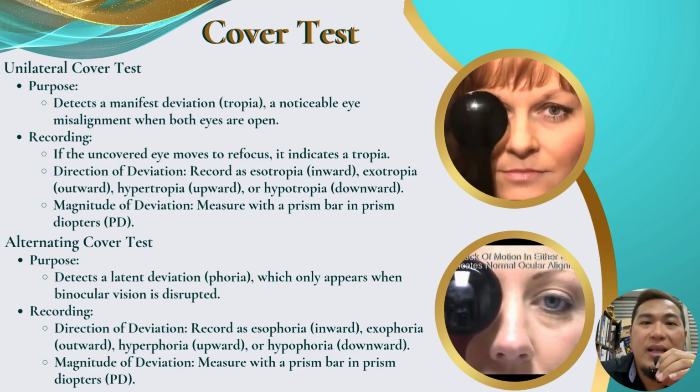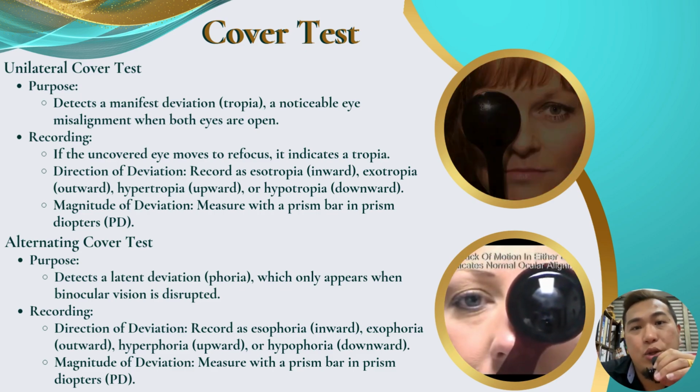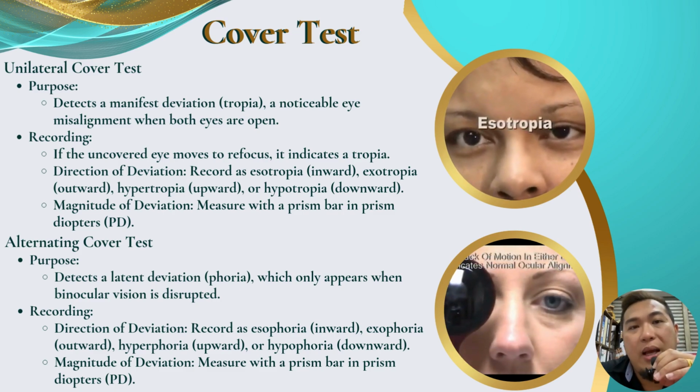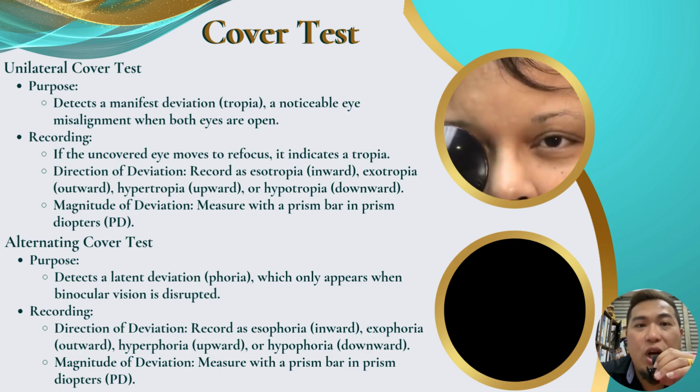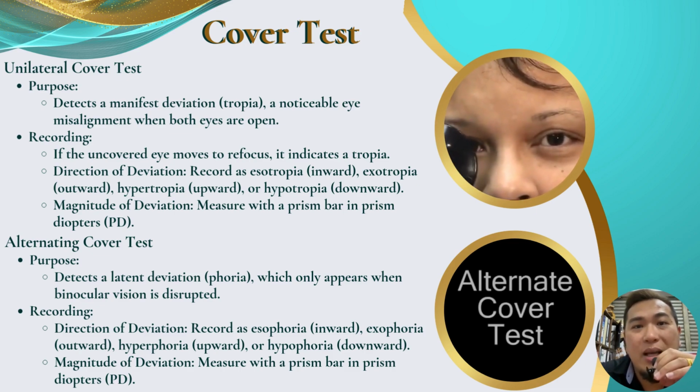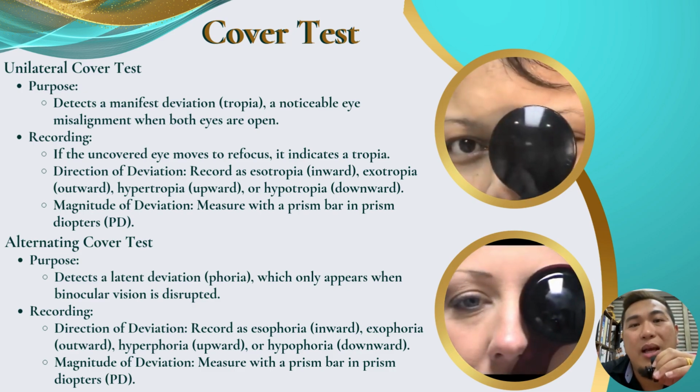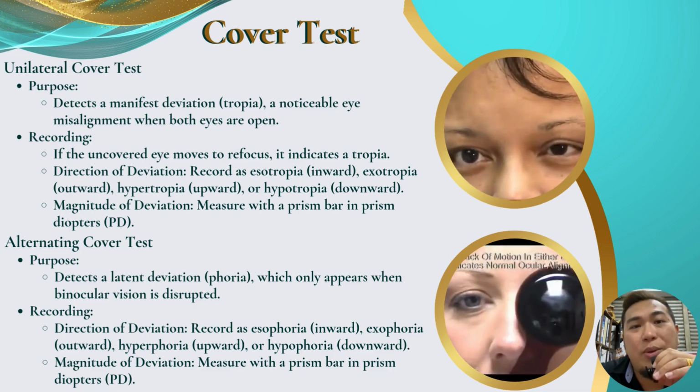Like the unilateral test, the prism bar is used to measure the phoria, and results are recorded in prism diopters. In short, these cover tests help us understand both visible and hidden eye misalignments, aiding in diagnosis and treatment planning.